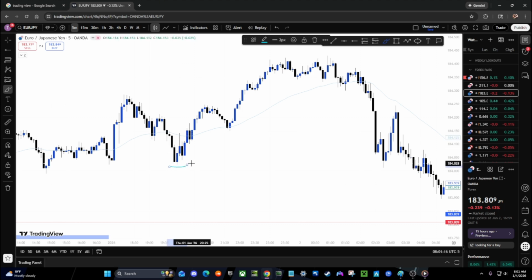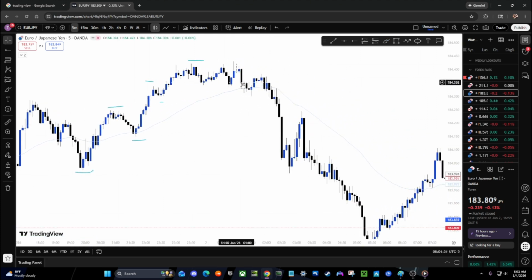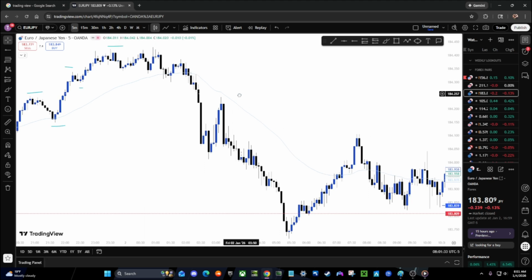Lower low, higher low, right down here, higher high. It comes down, higher low, up here, higher high, higher low, higher high. As you can see, then it starts moving its way sideways, and as it comes down here, now you see the trend is starting to make its way down.